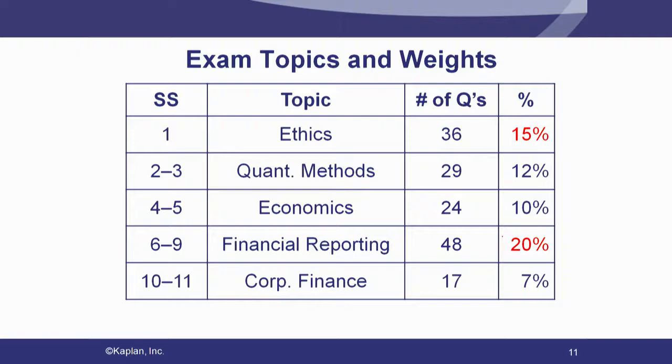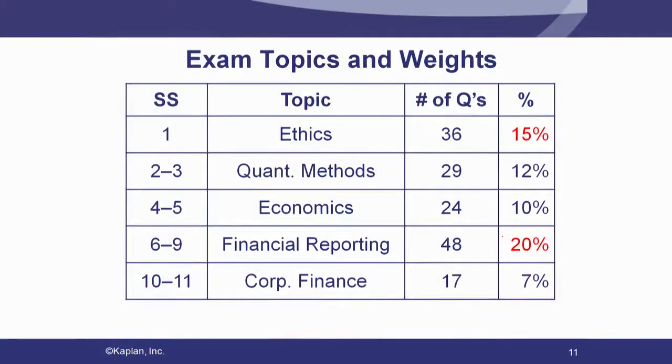Here's the weights for the exam. Ethics is 15% of the exam. An exam is 240 questions, so that means 36 of the questions will be on ethics. The other one in red there, financial reporting, got a pretty heavy weight. At 20% of the exam, you're going to get 48 questions on financial reporting and analysis. Quantitative methods, pretty good size there at 12%, and econ at 10%.